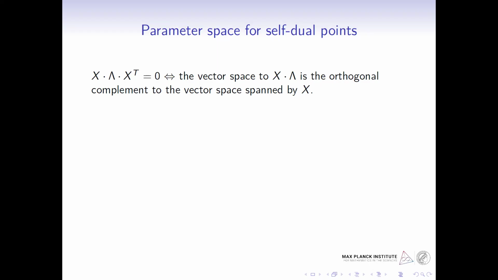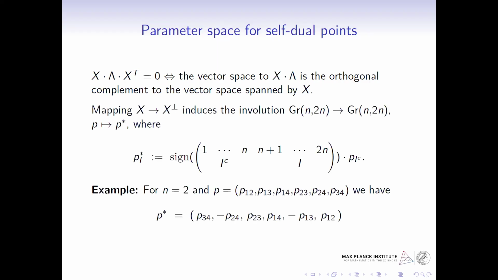Okay. And well, taking the orthogonal complement is an involution on the Grassmannian Gr(n,2n). Okay, that maps X to its orthogonal complement. It's the Hodge star map. We denote it by P maps to P star. And well, it's given like this. Okay, so the coordinate P star I is the sign of a permutation times the Plücker coordinate of the complement.